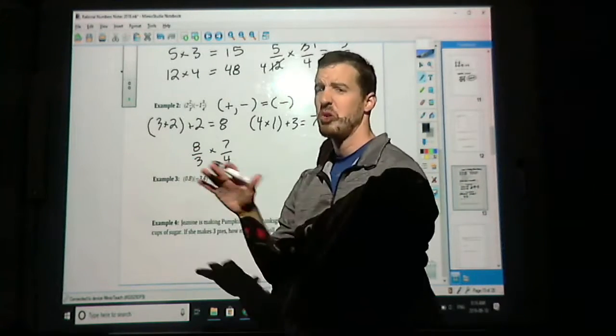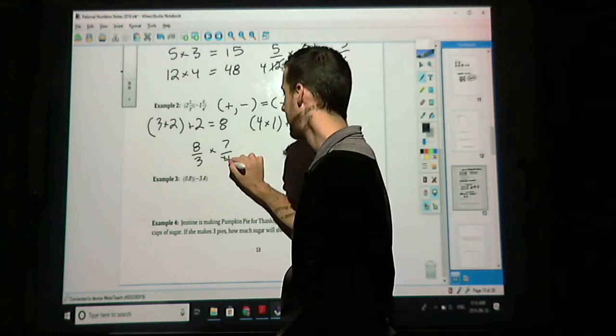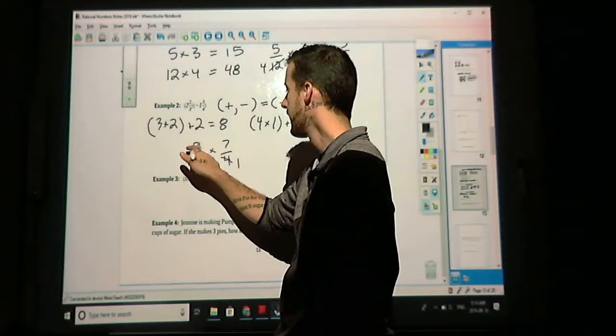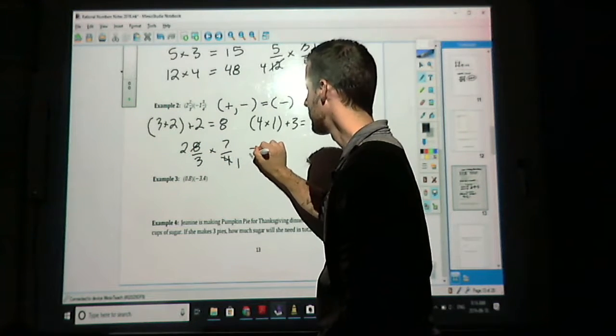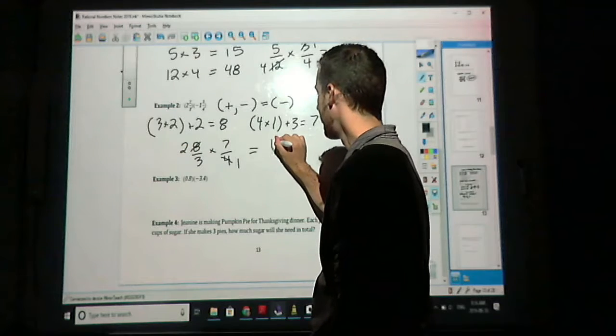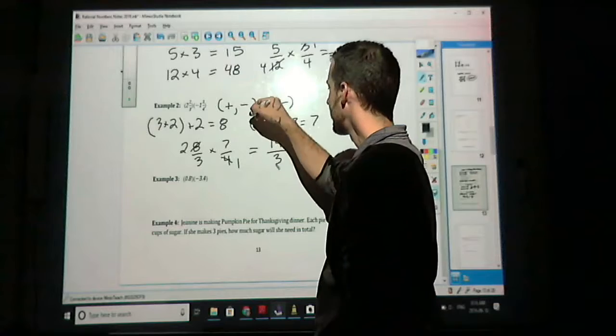3 and 7 don't have anything in common, can't do anything there. But 4 and 8, 4 can be divided by 4, which is 1. 8 can be divided by 4, 2. Now, we end up multiplying across, so 2 times 7 is 14, and 3 times 1 is 3. Okay, don't forget your negative.